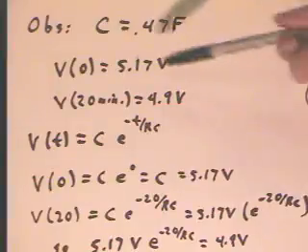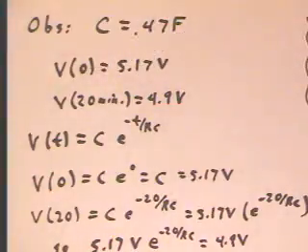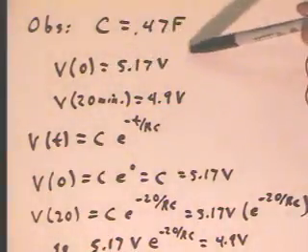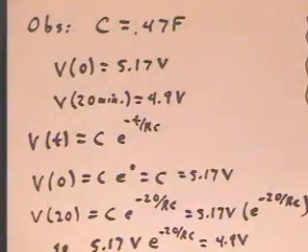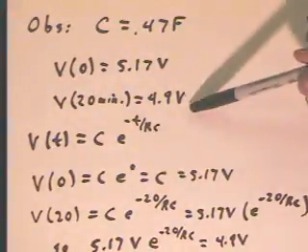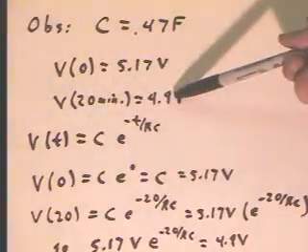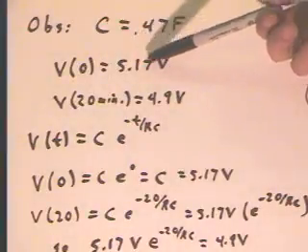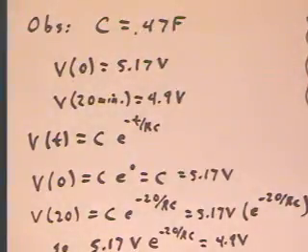Now we use the voltmeter and we observe that the voltage at time t equals 0 was 5.17 volts. After 20 minutes we observe that the voltage was 4.9 volts. So it's fallen from 5.17 to 4.9 volts.